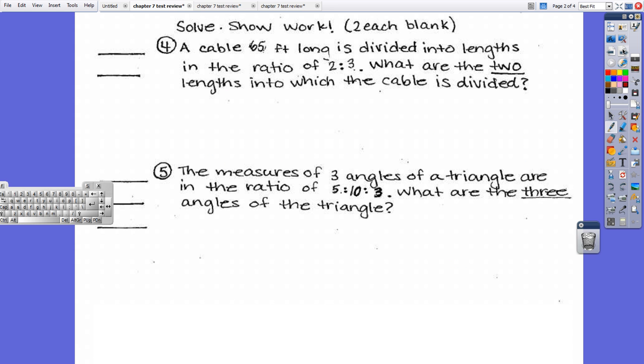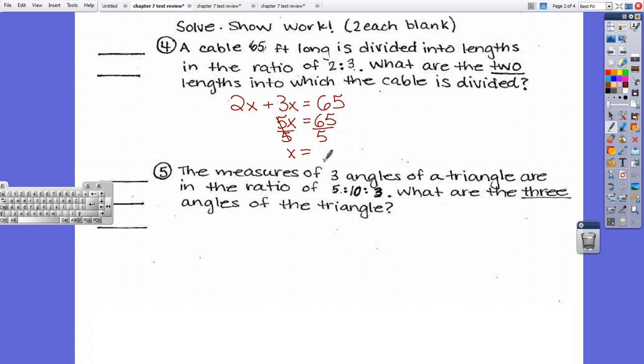A cable 65 feet long is divided into links in the ratio of 2 to 3. What are the 2 links into which the cable is divided? This is an easy setup, just like the one where we had 3 links. Okay, we're going to make them x's. 2x plus 3x is going to equal 65 feet. 2 plus 3 is 5x. So I have 5x equals 65. And I'm going to divide that by 5, so I know what 1x equals. Divide that by 5, and I get x equals 13.